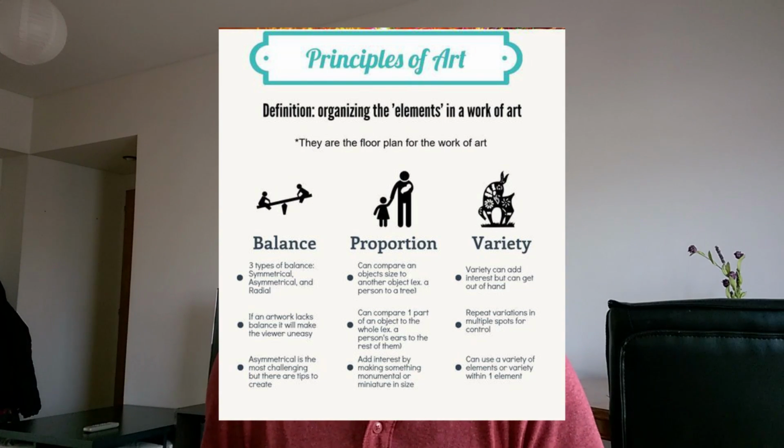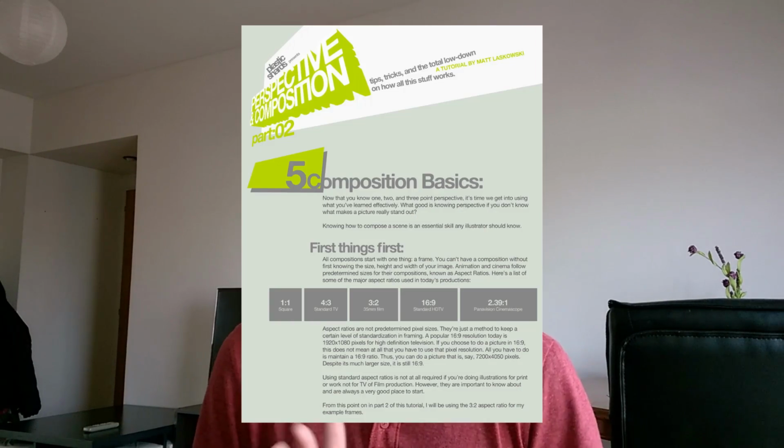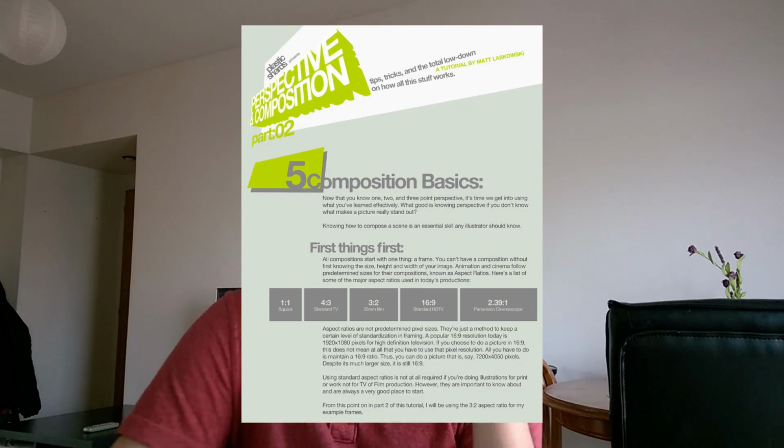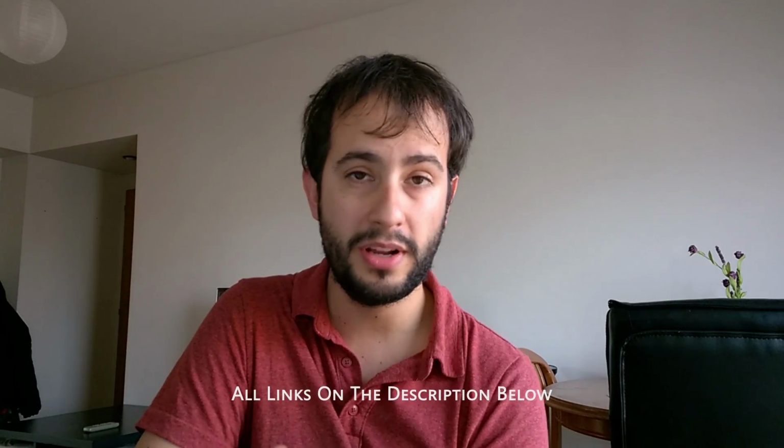I found a very quick image that is pretty useful about the principles of art. One about hierarchy in composition by Dan Scott. And finally, one about perspective and composition by Matt Laskowski. It's a lot of material and there's more at the Pinterest board, but this is a complex subject. Once again, I'm going to repeat it because it's very important, because there are a lot of problems with illustrations that have to be solved at this moment, in the composition. So please check them out.